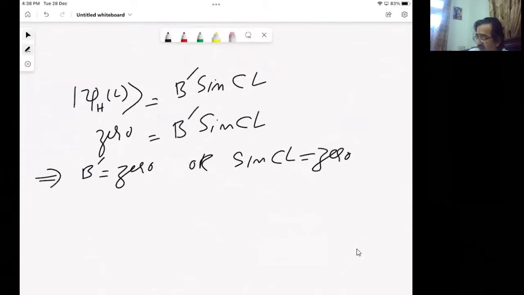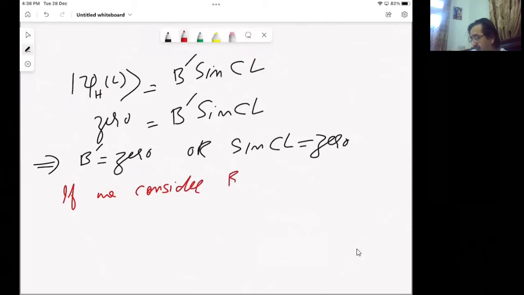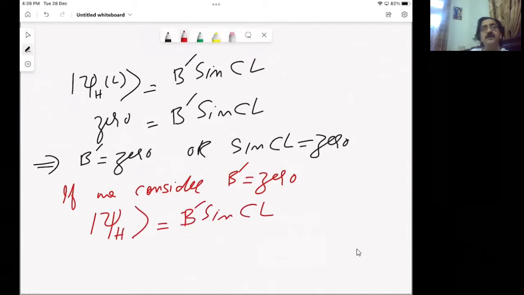If we consider that B prime is 0, then psi H, which is B prime sine CL, because B prime is actually a fixed value, and A is already 0, B prime is 0, then this psi H will become 0 for the entire space.